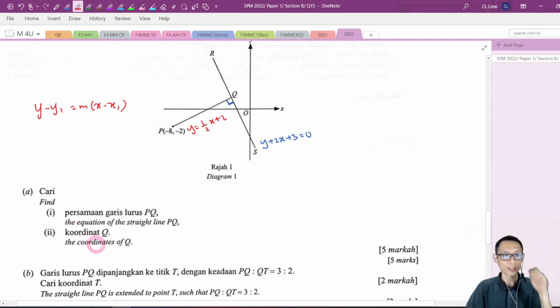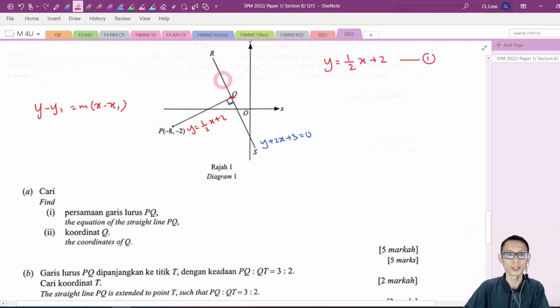Part 2. We want to find the coordinate of Q. So Q is the intersection point of this and this. So we just solve it simultaneously. The first equation is y equals 1 over 2 x plus 2. Okay, let this one be the first equation. And the second equation is y is equal to, so I'm going to move the 2x and 3 to the other side, it becomes negative 2x minus 3. Second equation.